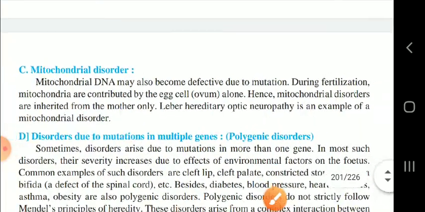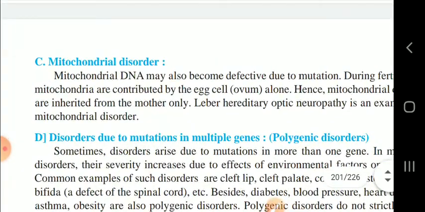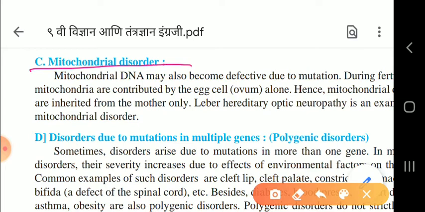Now, let us see here mitochondrial disorder. So, it is mitochondrial disorder. We can see here that mitochondrial DNA may also become defective due to the mutation. During fertilization, the mitochondria are contributed by the egg cells or ovum alone. Hence, the mitochondrial disorder are inherited from mother only, because you know that mother is always giving ovum or ova and father is giving sperm.